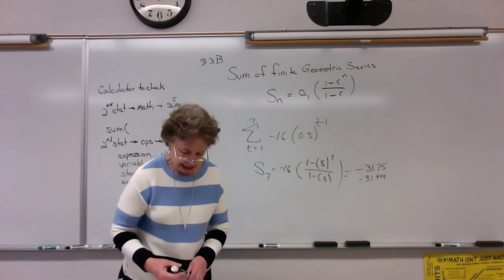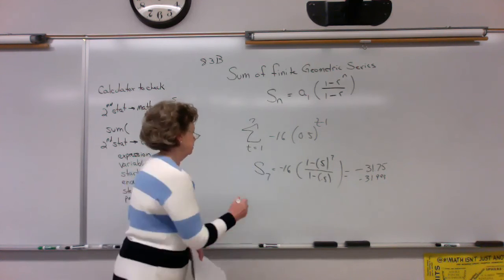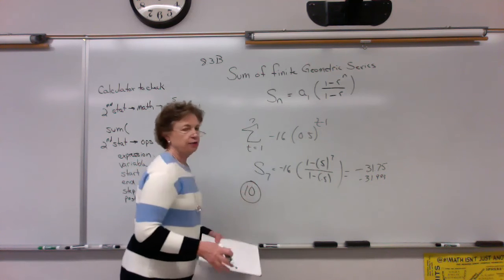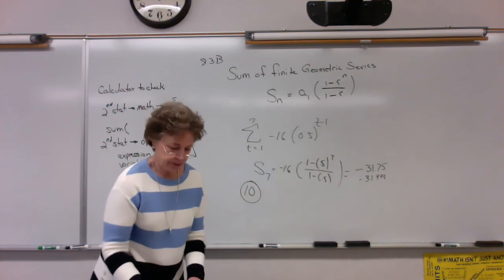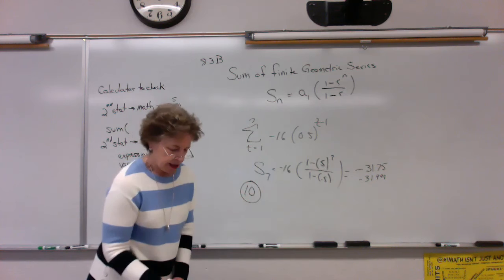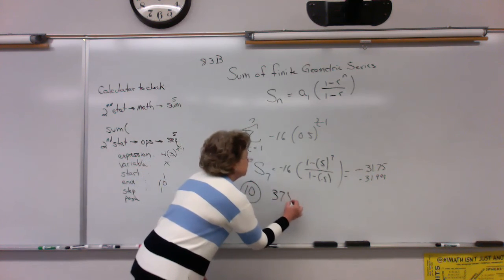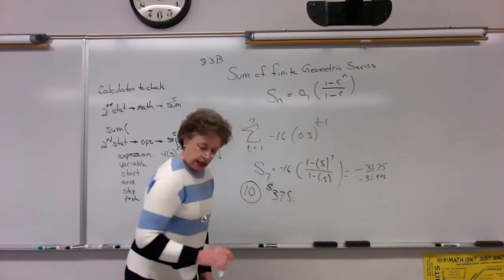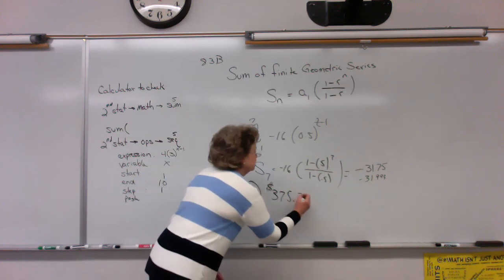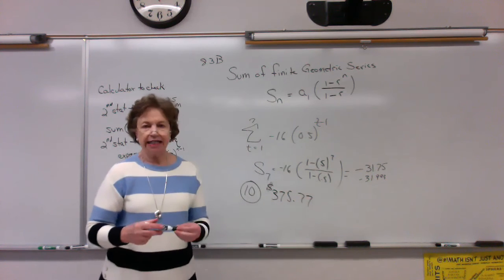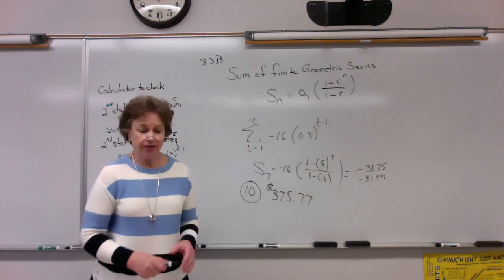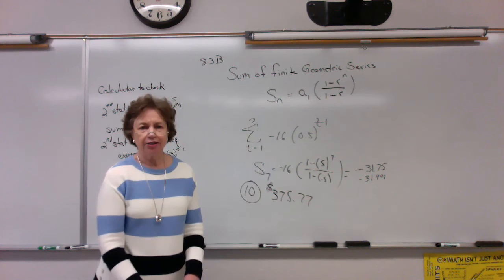And look at number 10, that monthly payment. Walk through it with your calculator. It should be $375, and when you round to money, 77 cents. Again, somewhere in that ballpark, because it will vary depending on how you do it.